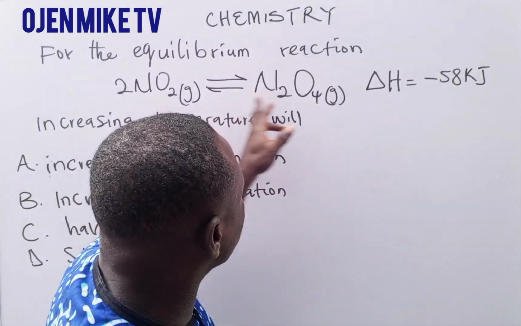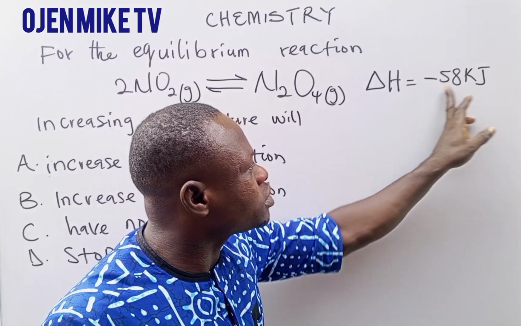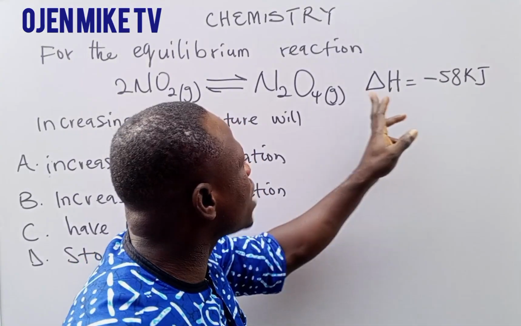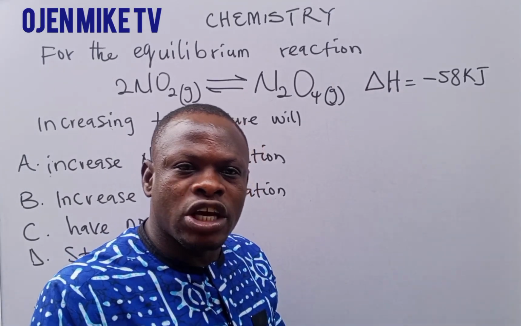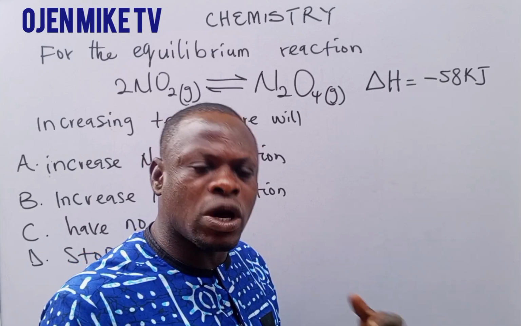Now, if you look at this equation, look at the enthalpy change. This sign is what? Enthalpy change. And the enthalpy change here is what? Negative. Since it is negative, just know that this equation is an exothermic reaction. It means that heat is being released into the environment. Anytime heat is being released into the environment, it means that it is an exothermic reaction.